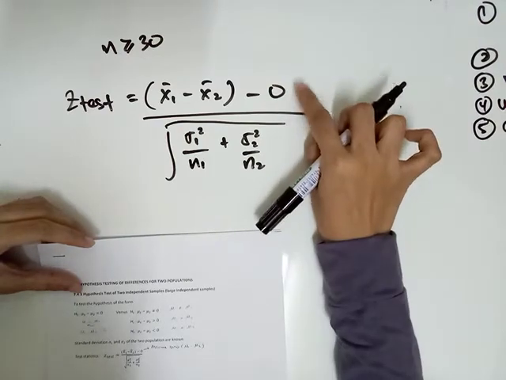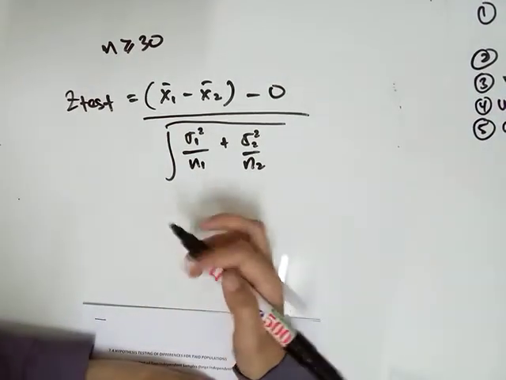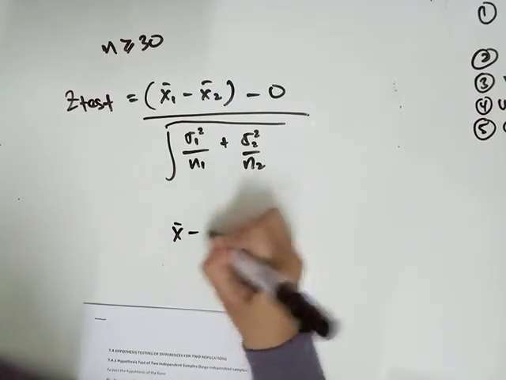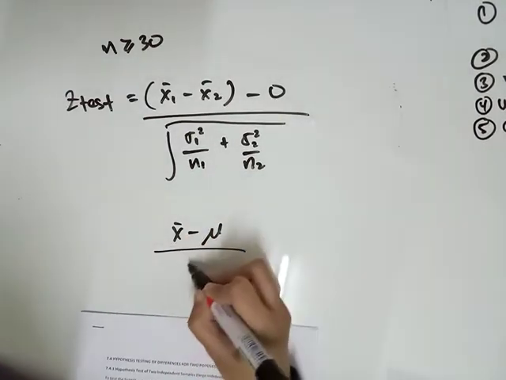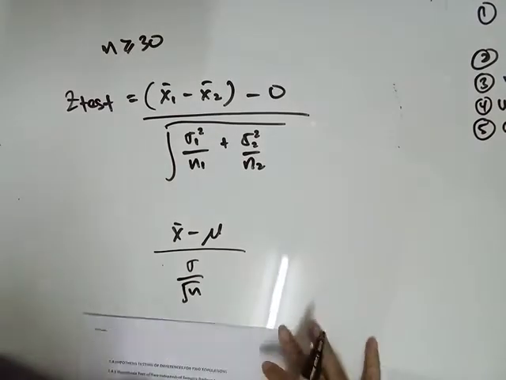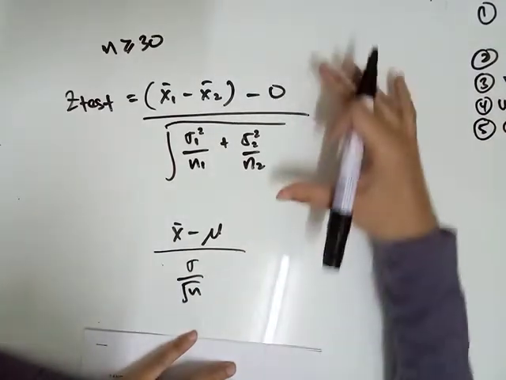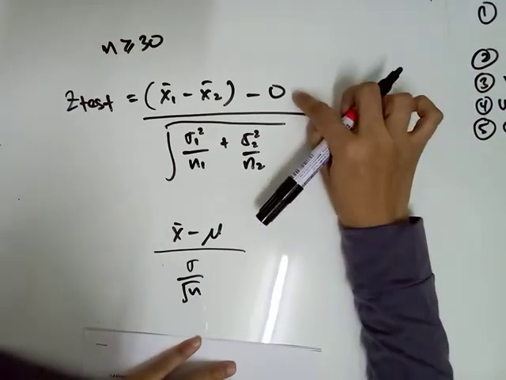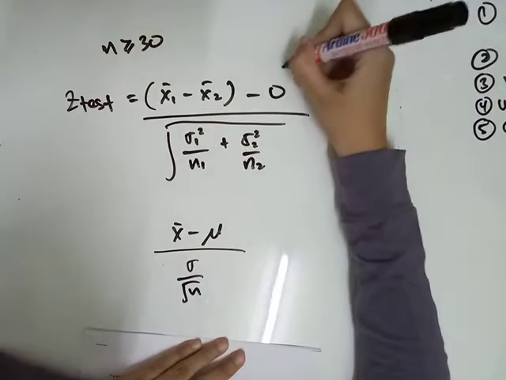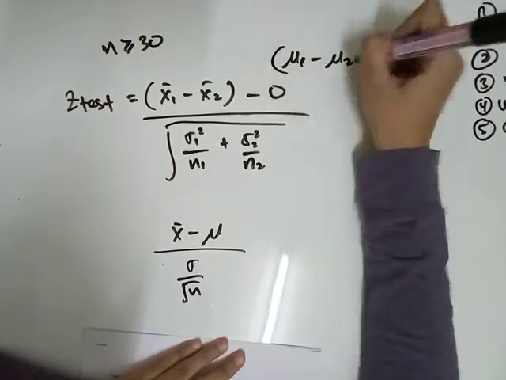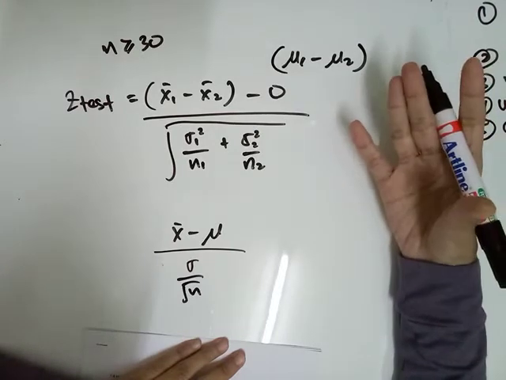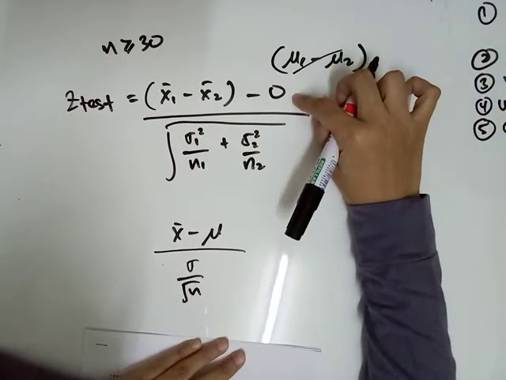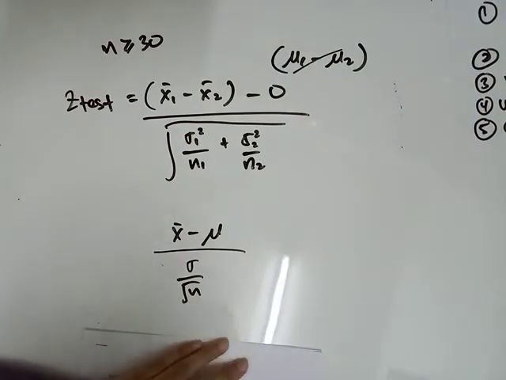What about the 0? If we test for one population, we only use the formula sample mean minus population mean, divided by standard deviation over square root n. This is for one population. But for two populations, the population mean values are not given, so we assume 0. Originally it would be mu1 minus mu2, but because the population mean values are not given, we just assume 0 here. Do you understand now? So this is the Z-test formula.